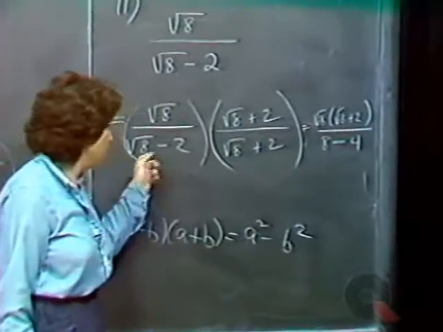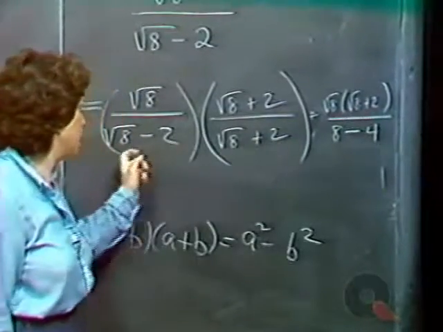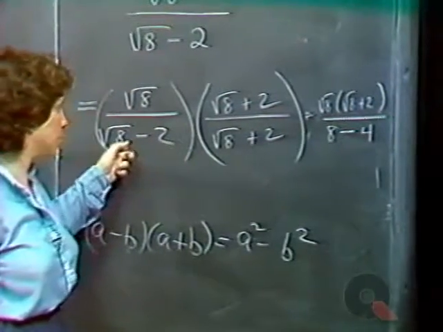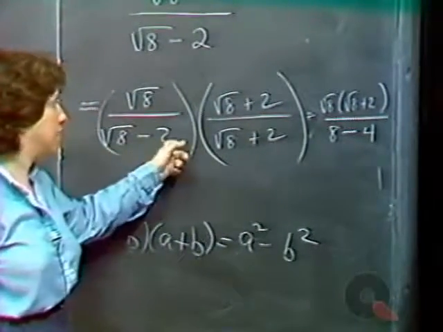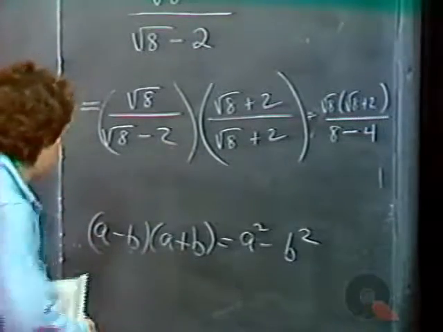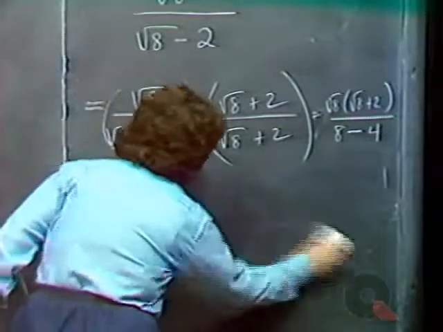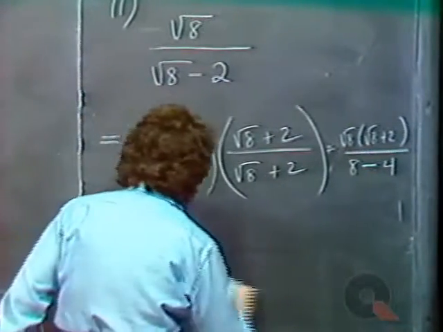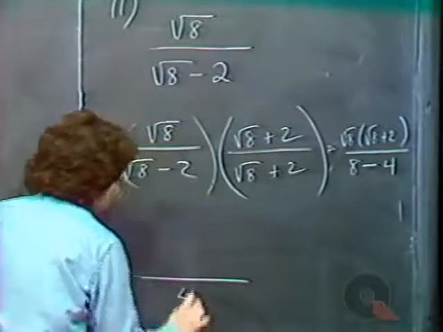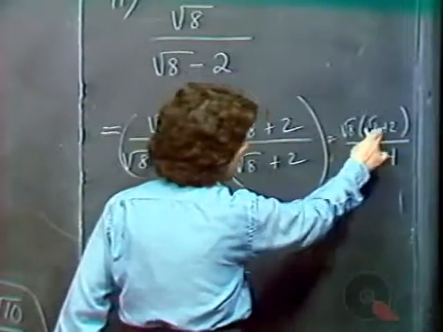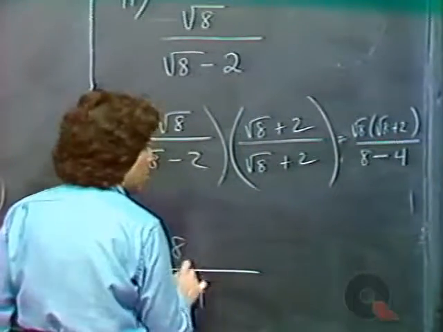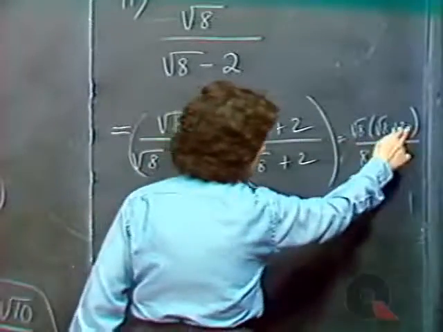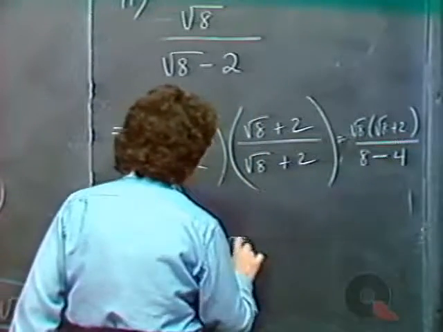Okay, let's look at this. A minus b times a plus b is a squared minus b squared. This squares out to 8 minus this squares out to 4. Okay, let's see what we have. Downstairs, 8 minus 4 is just 4. Upstairs, the square root of 8 times the square root of 8 is 8, plus the square root of 8 times 2 is 2 times the square root of 8.